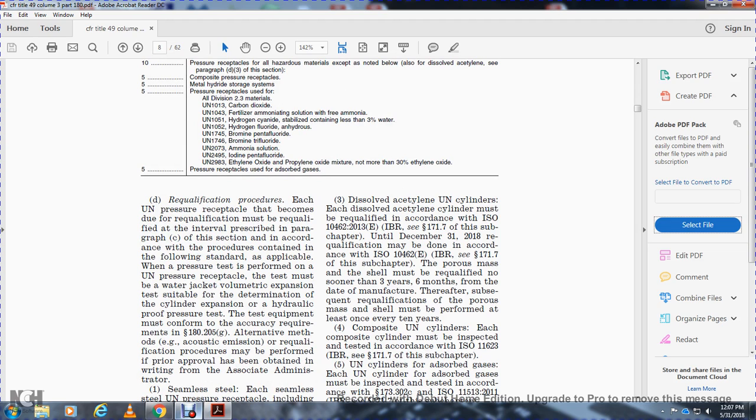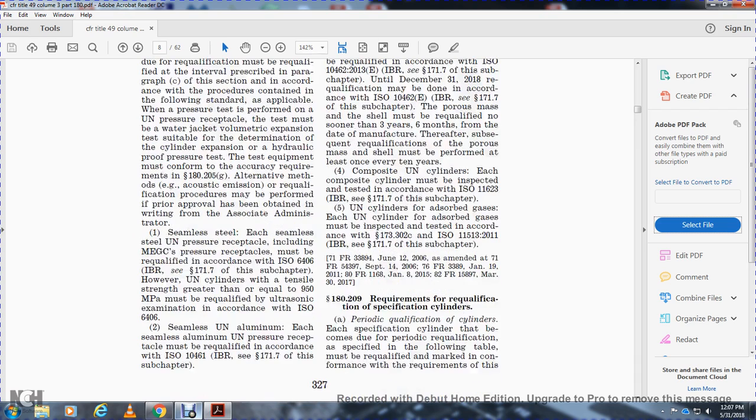2. Requalification procedure. If the UN receptacles have become due, the requalification must be performed within the intervals described in paragraph 3 of this section, according to the pressure contained and the following applicable standards. When the pressure test is performed on the UN pressure receptacle, the test must be in a water jacket of volumetric expansion suitable for the determination of the cylinder expansion for the hydraulic proof pressure test. Equipment must conform with the accuracy requirements of 180.205. The alternate method of acoustic emission requalification procedure may be performed with prior approval obtained in writing from the associate administrator.